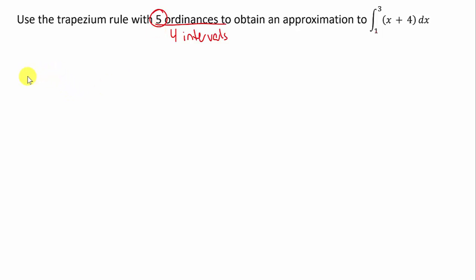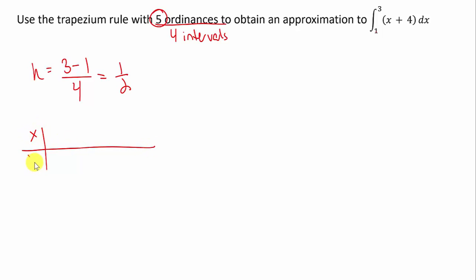Okay, so on this one, what we're going to do again is we're going to say h is going to be equal to 3 minus 1 divided by the fact that we want 5 ordinates, but 4 intervals. And remember, n down here is the number of intervals. So there'll be 1 less interval than ordinates. So this is going to give me 2 over 4, which is 1/2. So each interval is 1/2.